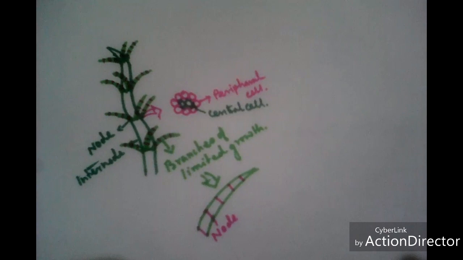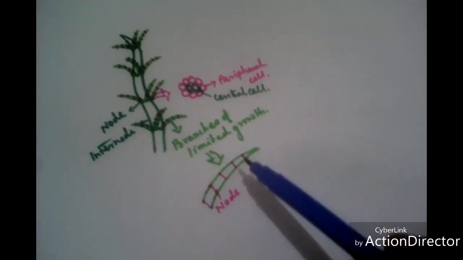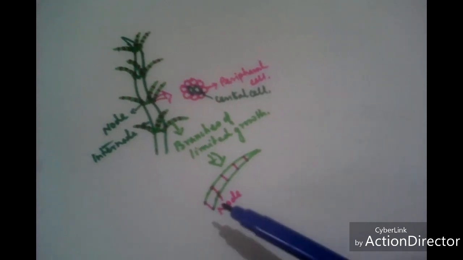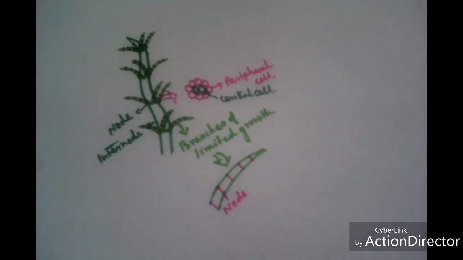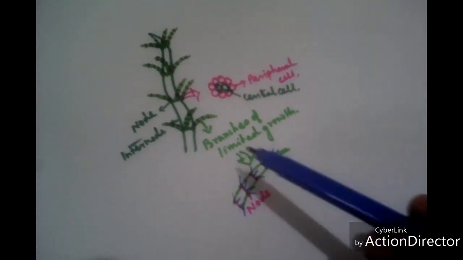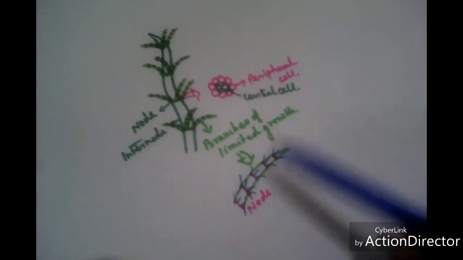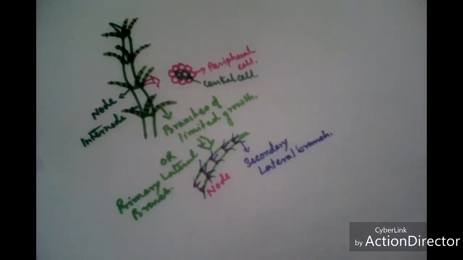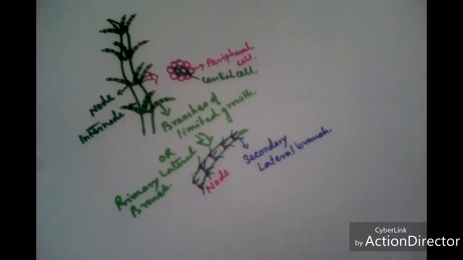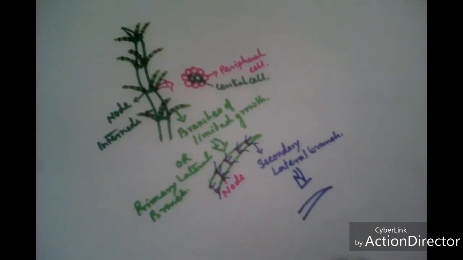From each node of the primary laterals, secondary laterals arise. So these are secondary laterals arising from branches of limited growth, or primary lateral branches. And each secondary lateral branch contains single or double small oval-shaped stipules or stipulodes.